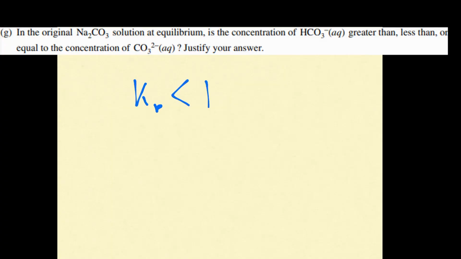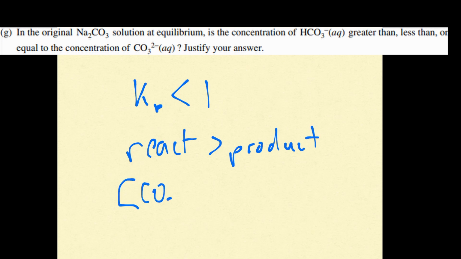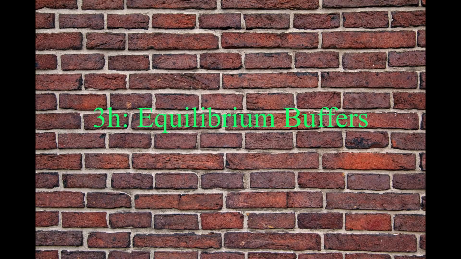When we look at the Kb, it is less than 1, so we know that the reactants are favored, so there's more reactant or carbonate ion than there is product or bicarbonate ion.